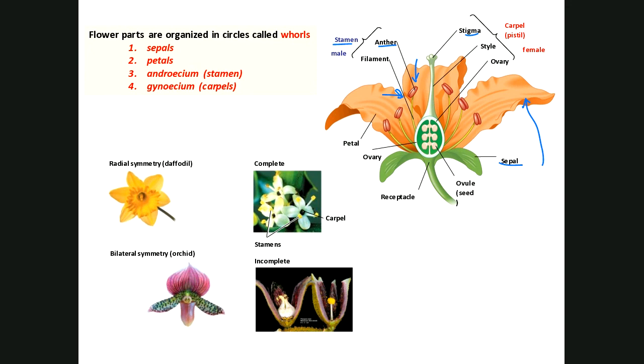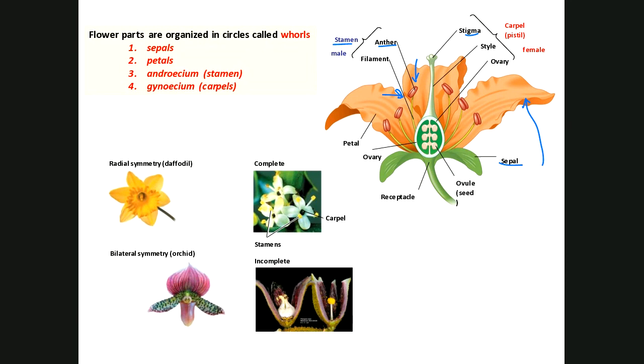Typically, if it's a small little flower, that's going to be a wind pollinator. All right, so we have the whorl of the male parts, called the androecium, and then we have the whorl, sometimes more than one, but many times just one, of the female part. That's called the gynoecium, and that's the carpels. Old name is the pistil.